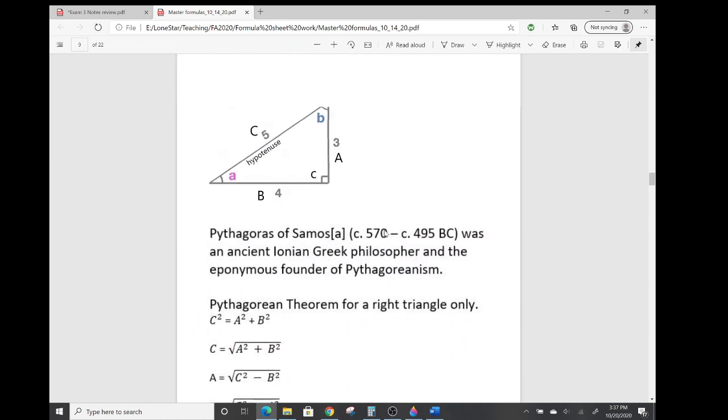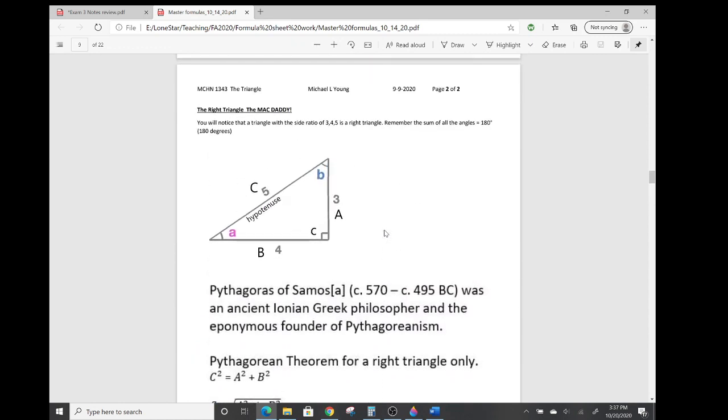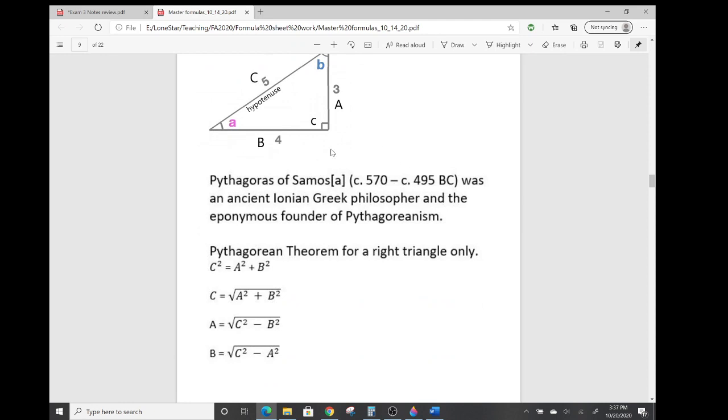Remember this? This is your right triangle, you Mac Daddy, right? I explained all this to you. Here's all the formulas, blah, blah, blah, right? Okay, all right, good. Outstanding. I guess now would be a good time to check to make sure I didn't screw those up, right? Well, looky there. Got them right. All right.